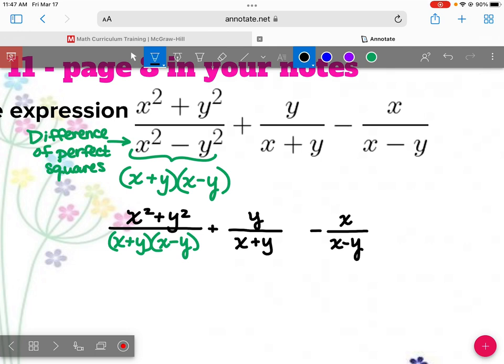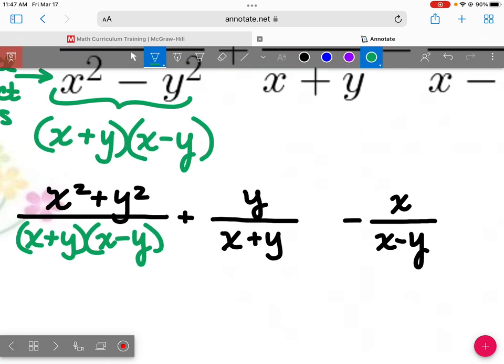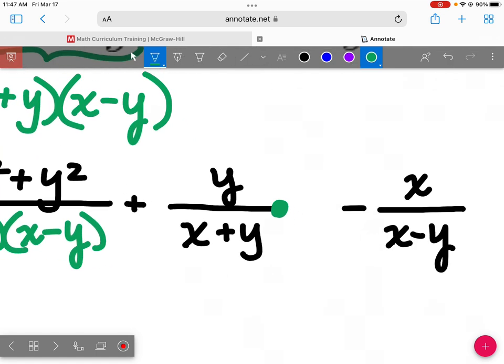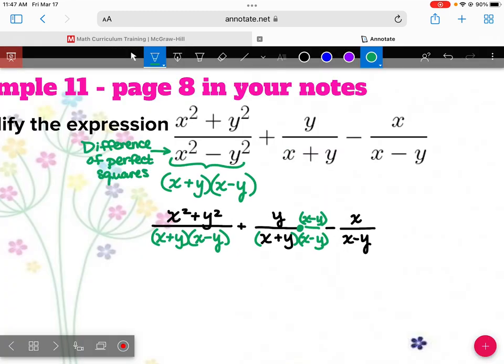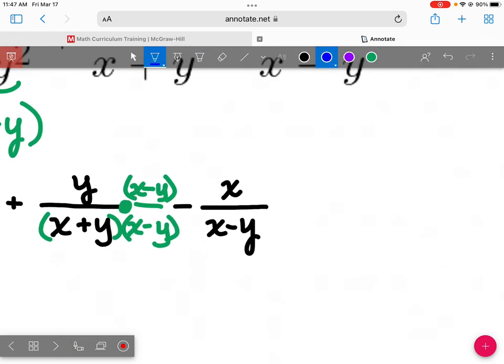Do my first two denominators have anything in common? The first two. They have x plus y, right? What would I have to multiply this middle fraction by so that they could have the exact same denominator? X minus y, top and bottom. What about the last fraction? What would I need to do there so it could have the exact same denominator? Multiply it top and bottom by x plus y.